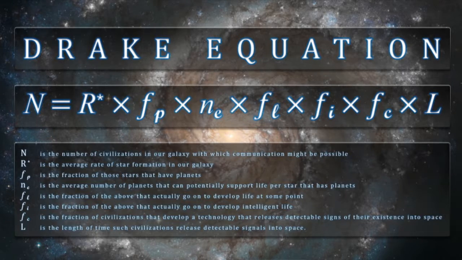The next number is the fraction of those stars that have planets of any kind. Exoplanet searchers are pinning this number down. This fraction is going to be close to 1. Already it's known to be more than about 20 or 30%.